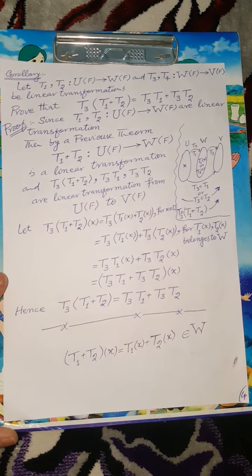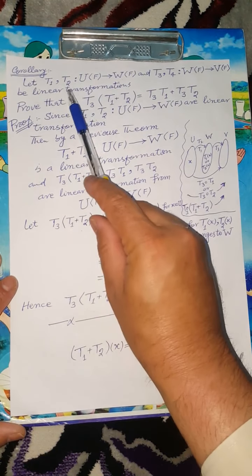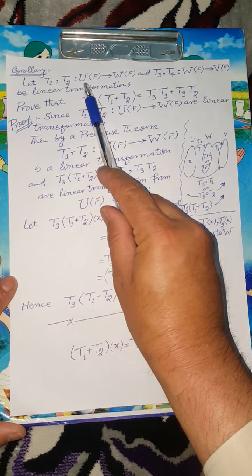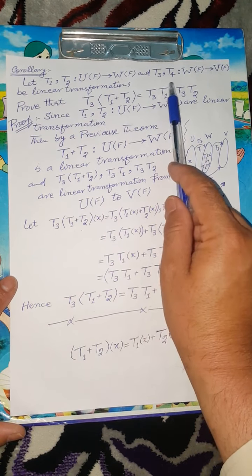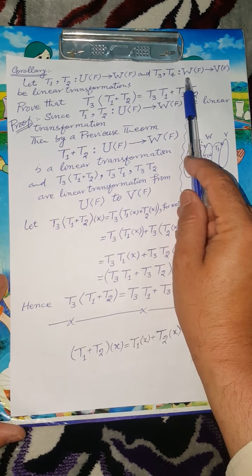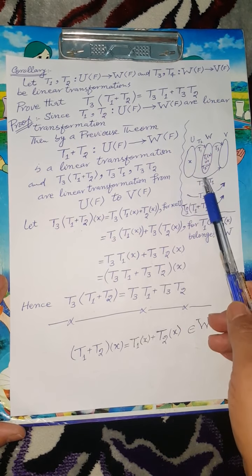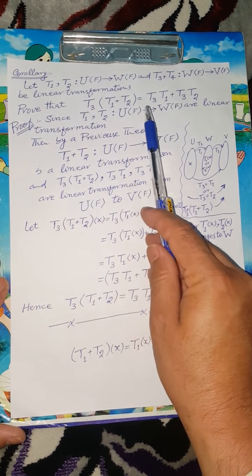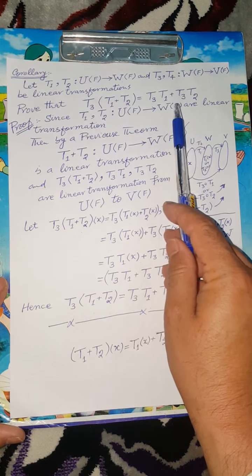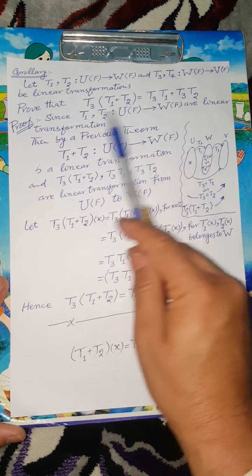Our next topic: let T1 and T2 be linear transformations from the vector space U to the vector space W over the same field F. T3, T4 be linear transformations from the vector space W to the vector space V over the same field F. Then prove that the composition of T3 on T1 plus T2 is equal to the composition of T3 on T1 plus the composition of T3 on T2.